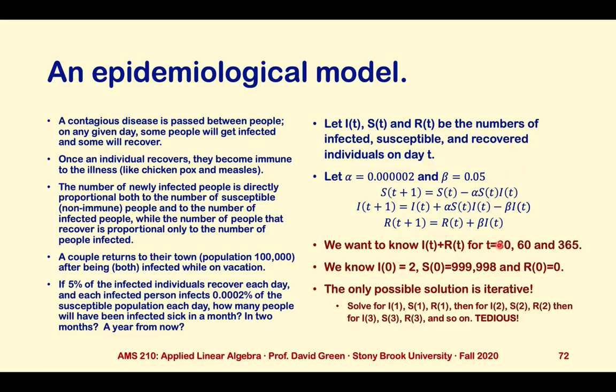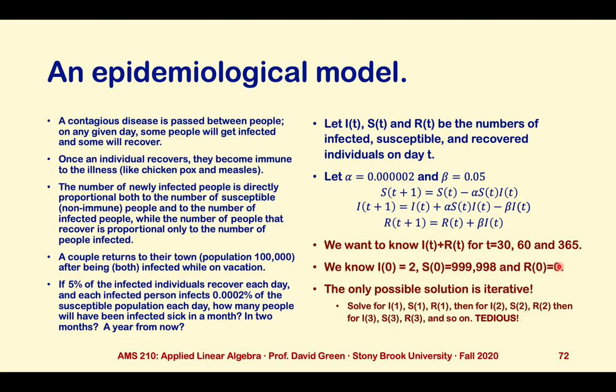And we would like to know this for t equals 30, a month from now, t equals 60, 2 months from now, t equals 365, a year from now. We know that the number of infected on day 0, the starting point, is 2, that couple that returns to the population. Sorry, there's an inconsistency in here in terms of the total numbers. This is for a population of 1 million, not of 100,000. I'll update that on the slides that I post. And the number of initially recovered individuals is 0.